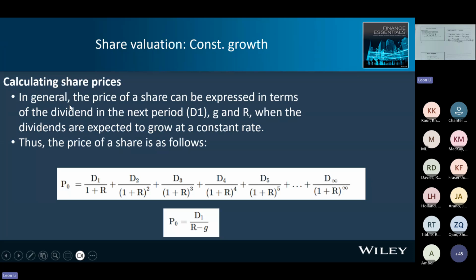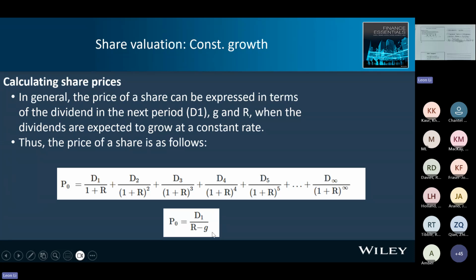So in general, the price of a share can be expressed in terms of the dividend in the next period. That means D1, G, and R, when the dividends are expected to grow at a constant rate. All right. So this is a special case. We expect dividend to grow at a constant rate. So share price will depend on D1, R, and G.